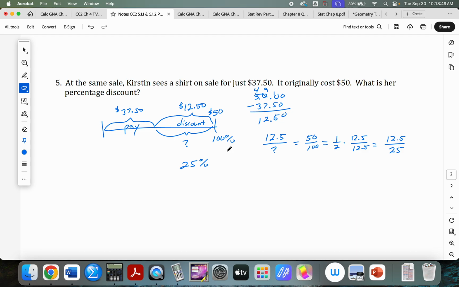Now, could you have figured out what the percentage was for the pay and then subtracted at the end? Yeah, I think it's easier to subtract first, but it's not a big deal. All right, that is it for today's lesson.